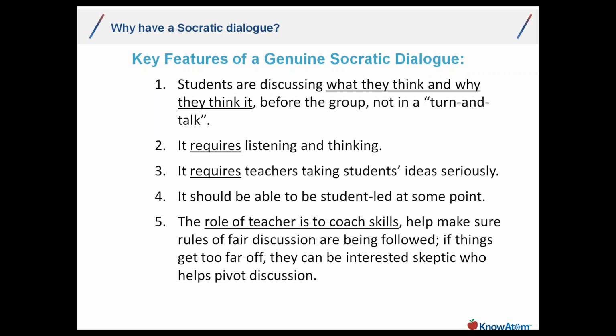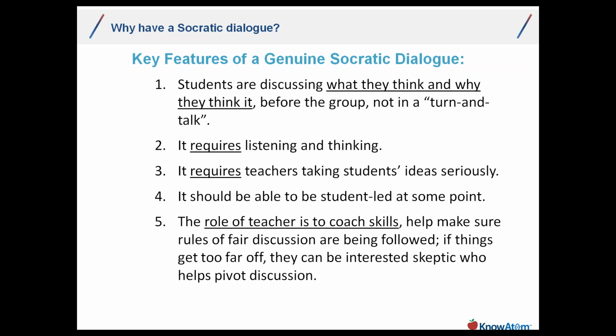So the teacher needs to have visibility on that discussion. The difference here is that if students are discussing in a turn and talk, at most the teacher can have visibility on maybe 2 of those, but it's really not Socratic dialogue at that point.